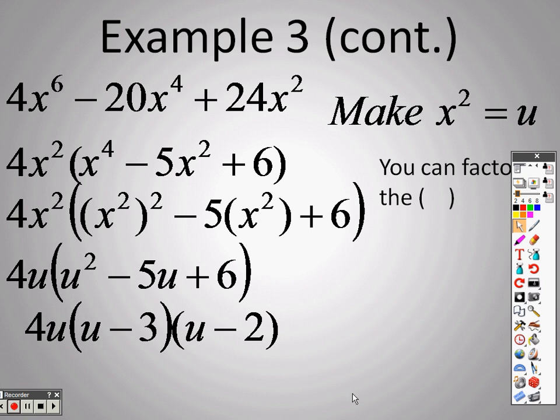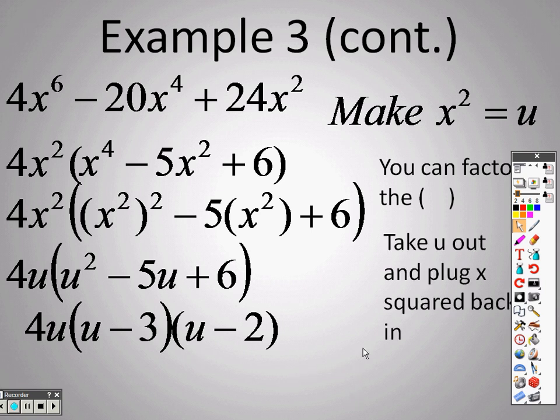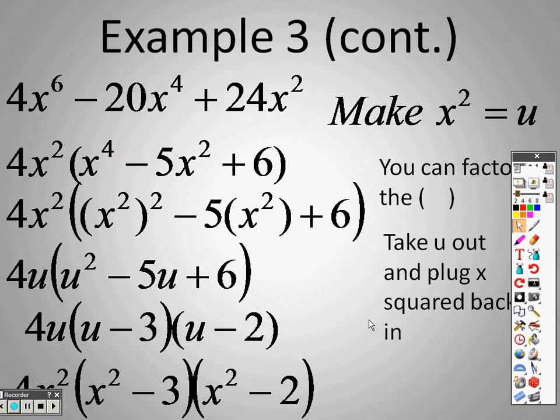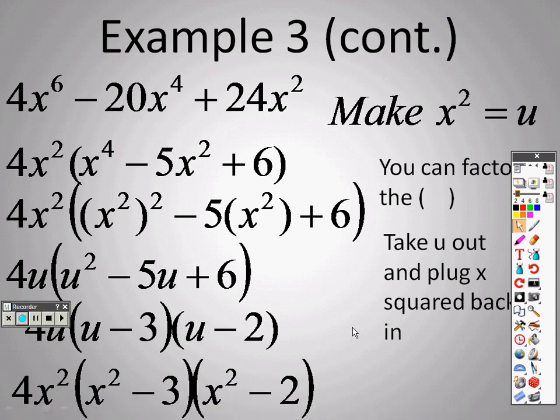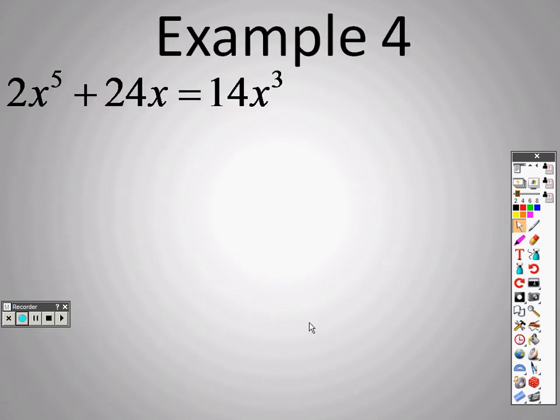So the point is, when I go to solve something like this, I plug the x squared back into the problem, and I get 4x squared, I get x squared minus 3 and x squared minus 2. And the reason why both of these are done is because I can't square that 2, right? There's nothing squared that'll give me 2, and there's nothing nice that I can square and get 3, so I am officially done.